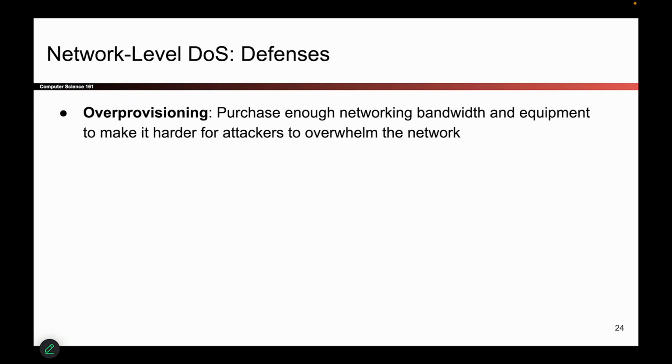And just like with application-level DoS, you can still stop network-level denial of service by over-provisioning. Go out to the store and buy as much bandwidth and networking equipment as you can possibly get with the amount of money that you have, and that will make it harder, although not impossible, for attackers to overwhelm your network. So having a lot of network capacity and a lot of redundancy is what a lot of modern services use to stop denial of service attacks.